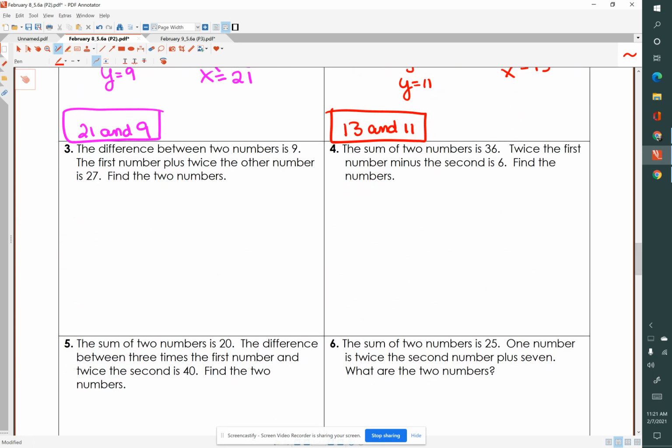Okay, moving on to number 3 and 4. I'd love to see you try these on your own for a minute. You can pause the video, see if you can do it on your own, and then come back.